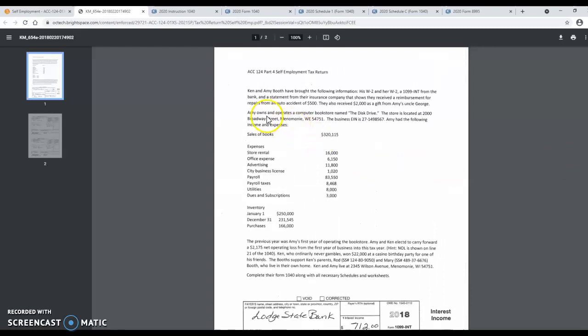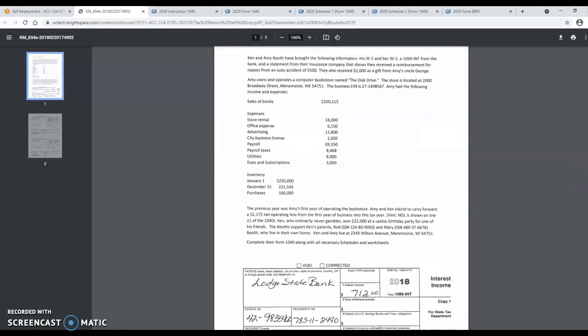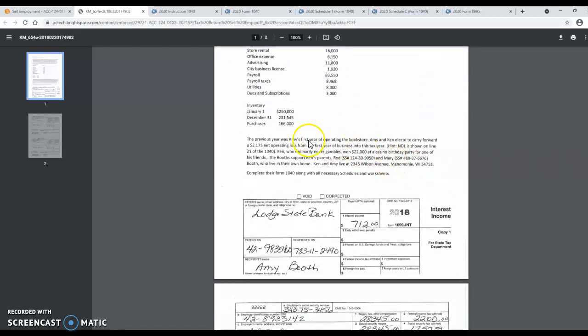Okay, so Amy operates a bookstore called the Disk Drive, and so this will be a self-employed business that will go on Schedule C, so we will need that. And here it talks about a net operating loss from last year for the Schedule C.